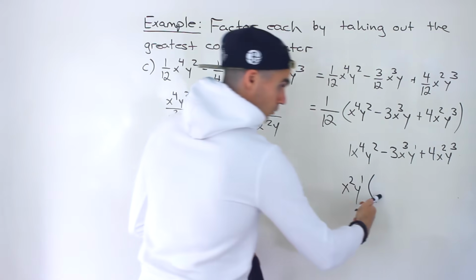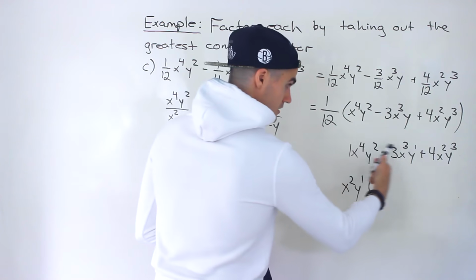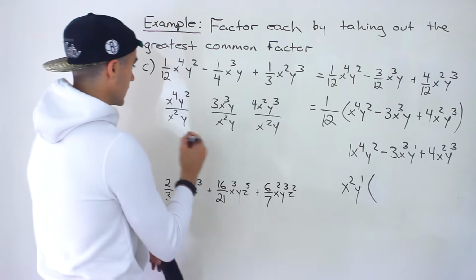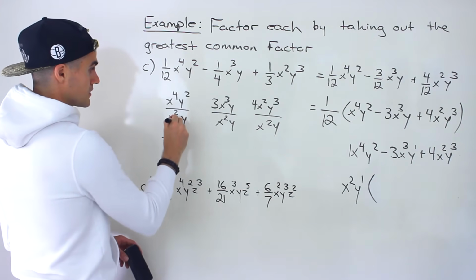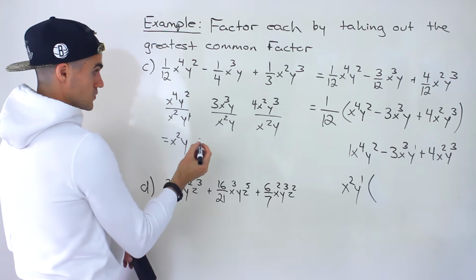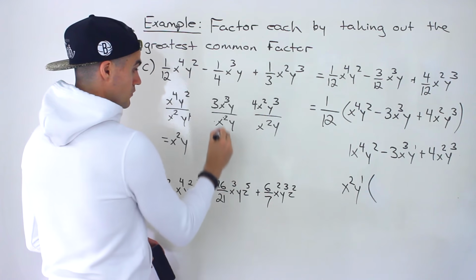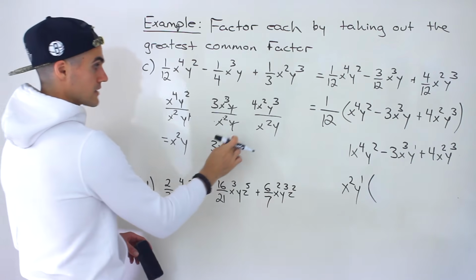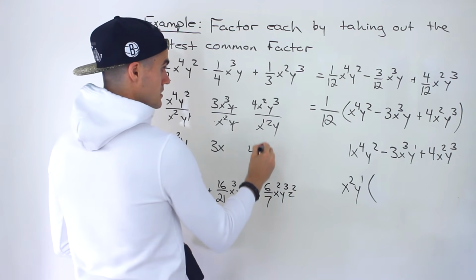So to figure out what we're left with in the bracket after we take out that greatest common factor, we're dividing all of the expressions by that greatest common factor we're taking out. So x to the 4 over x to the 2 would give us x to the 2, subtract the exponents. Y to the 2 over y to the 1 would give us y to the 1, which is just y. Over here, 3 divided by 1 is 3. X to the 3 over x to the 2 is x. The y's cancel out here, so we're just left with a 3x here. 4 divided by 1 is 4. X to the 2 over x to the 1 is x.